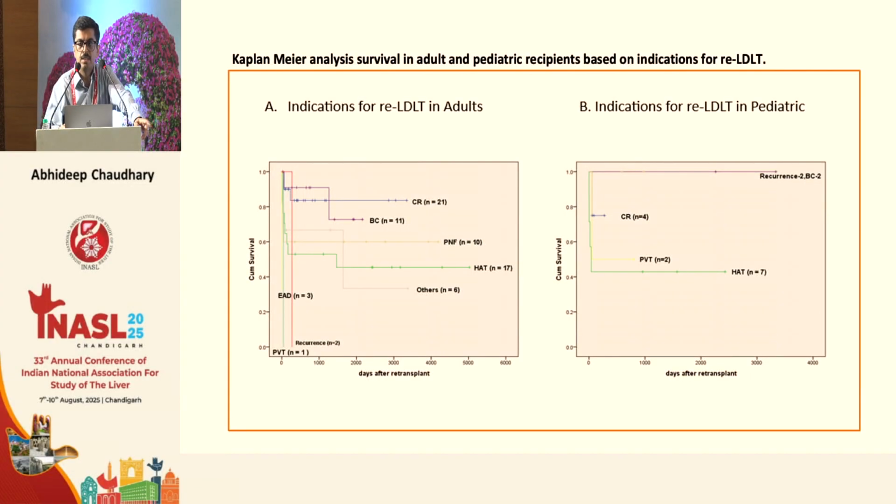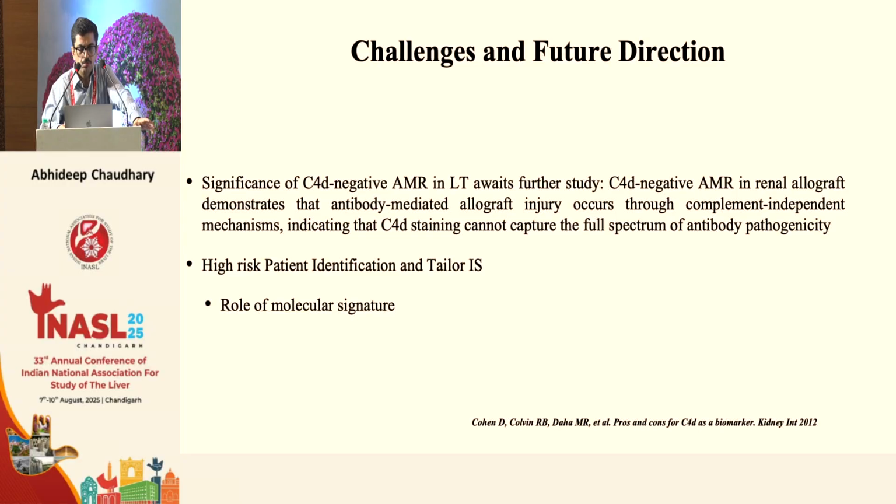The outcome is pretty bad. Again, the reason is that sepsis starts to happen and the delay is so much. But if you optimize the patient before the patient becomes too sick, the retransplant can give you results similar to the primary transplant. So now, what are the future things in terms of chronic rejection?